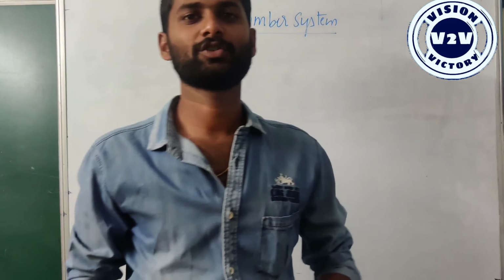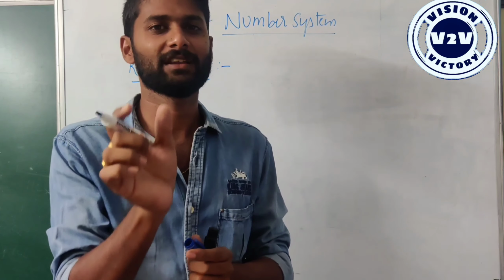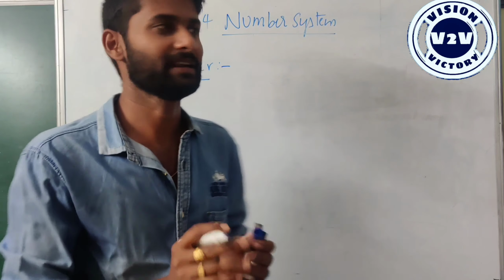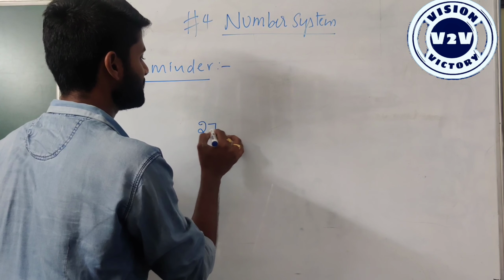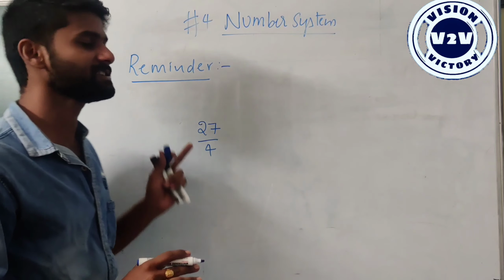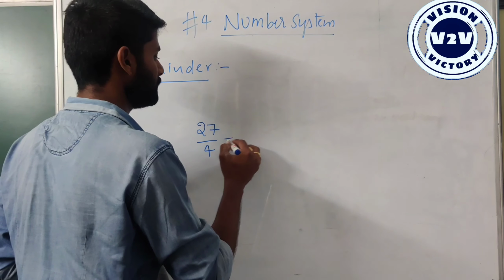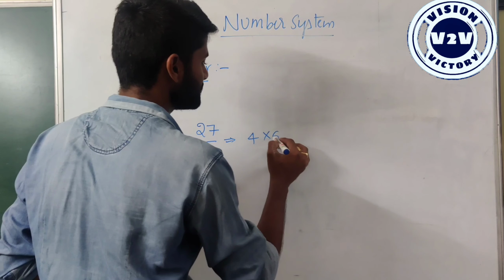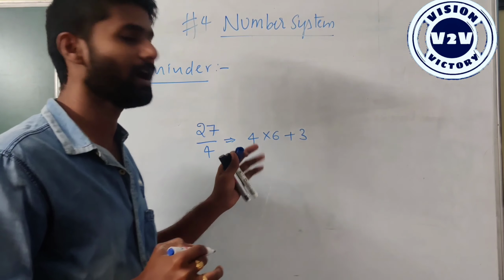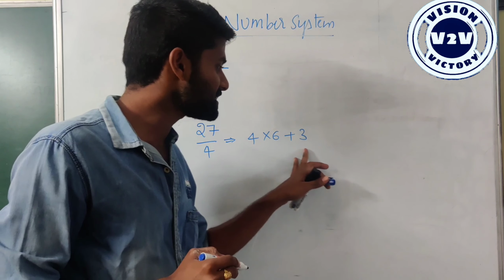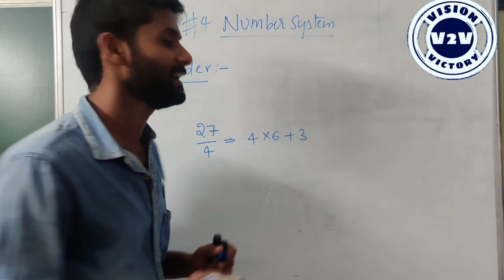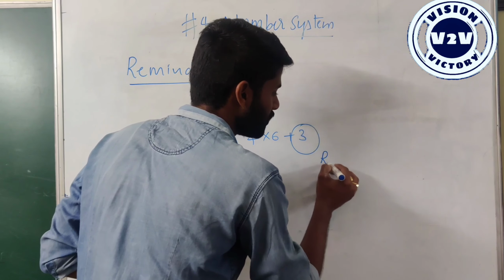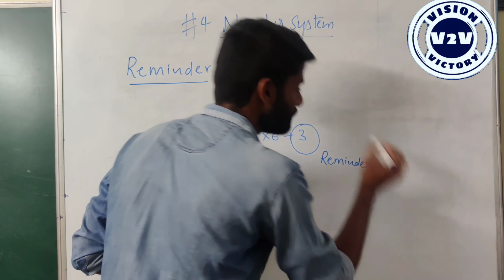The concept related to the number system is remainders. Finding the remainder means we have cancellation in one particular number. After the exact cancellation, we are left with some value, and we call that a remainder. For example, 27 divided by 4: 27 is not exactly divisible by 4, so I can write this value as 4 into 6 plus 3. So 6 times 4 is the exact cancellation, and after the exact cancellation we are left with 3, which I call the remainder. So that is point number 1.